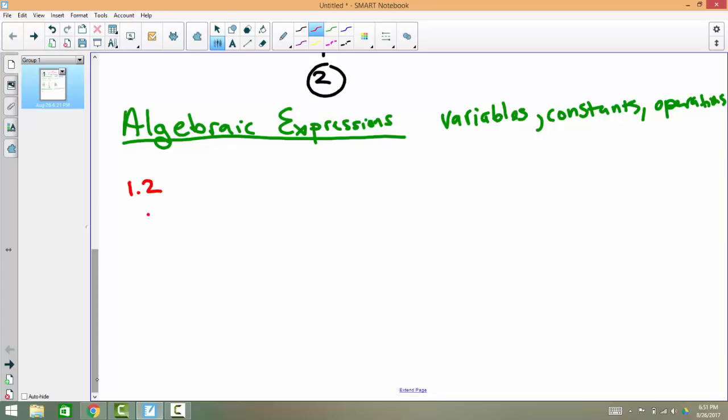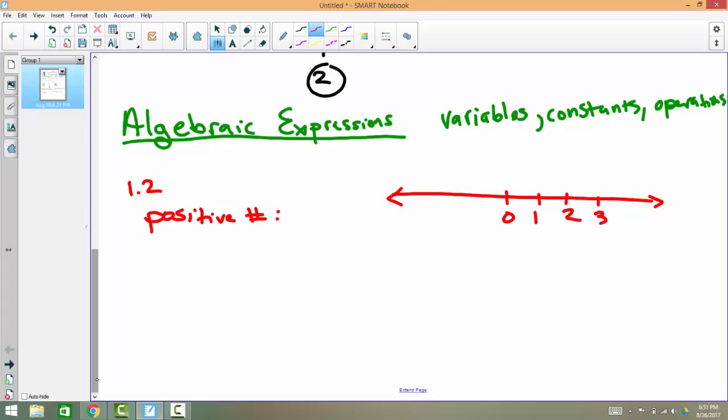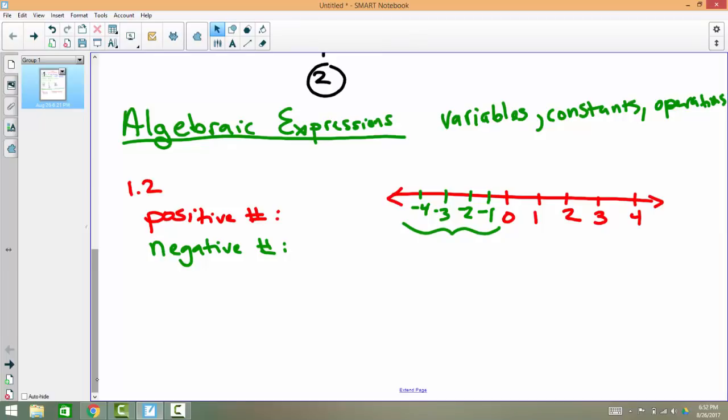So positive number. The easiest way to think about that is just that you think of a number line. And the positive numbers are all right here in the positive part of the number line. And a negative number would be in the negative part of the number line. It is on the, you can say it's on the left of the zero, but sometimes people draw their number lines weird.